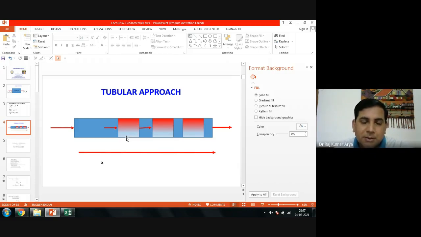This might have been taught to you in your CRE, that a plug flow reactor or tubular reactor can be replaced by an infinite number of CSTRs, correct?